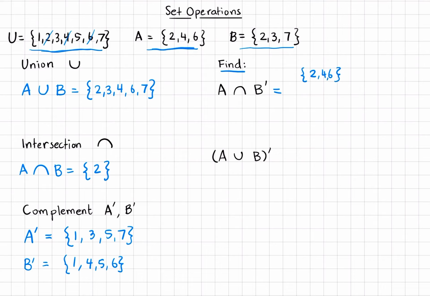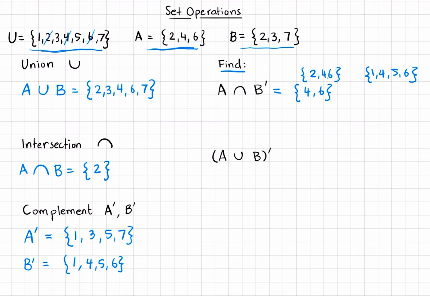And set B complement, we've already gotten it down here. We'll just write it as well. 1, 4, 5, 6. And now all we need to do is just find what is common, shared between those two sets, and that will be our intersection, which in this case is 4 and 6. So that's our answer, 4, 6.